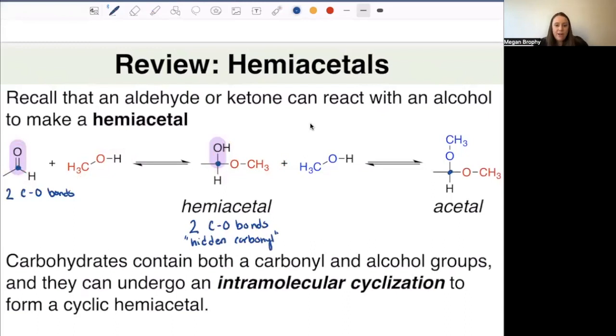So carbohydrates contain both a carbonyl and alcohol groups because they're those polyhydroxy aldehydes and ketones. So they can undergo what's called an intramolecular cyclization to form a cyclic hemiacetal. So here, intramolecular means that there's only one molecule involved. So essentially, the sugar is going to react with itself. And then the cyclization is telling us that it makes a ring.